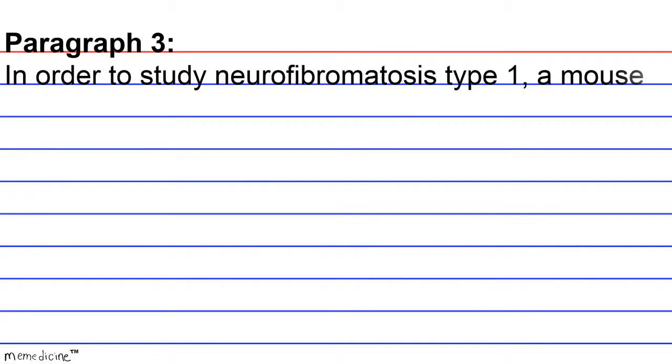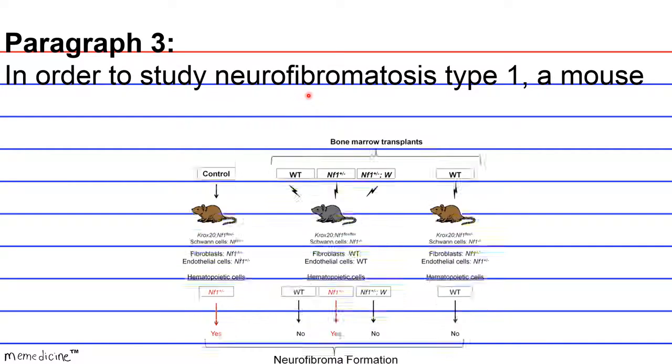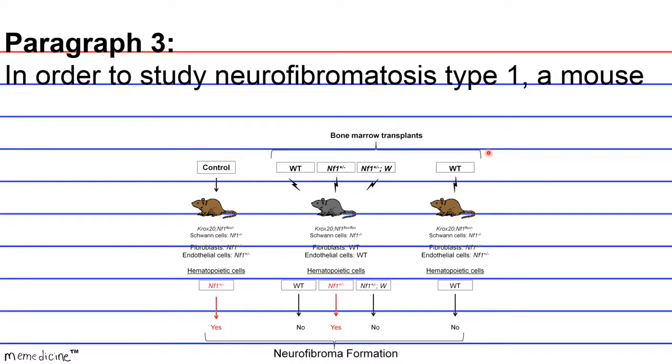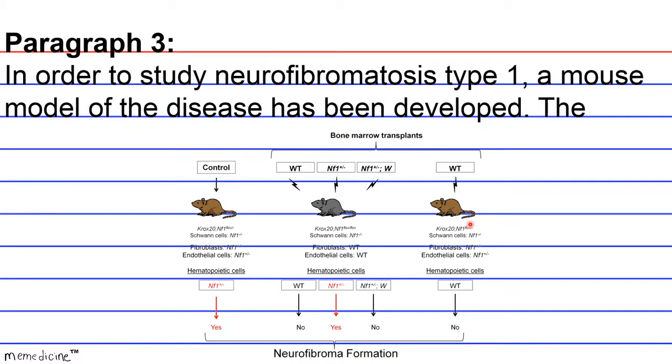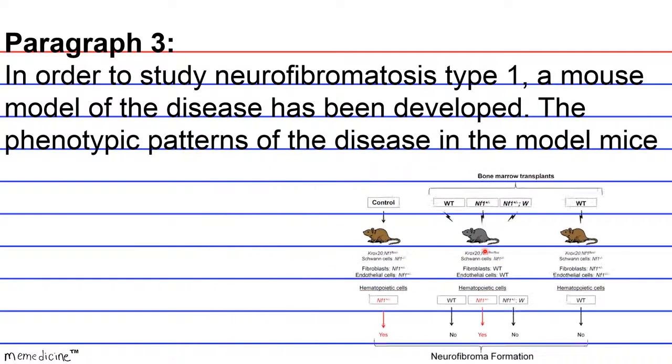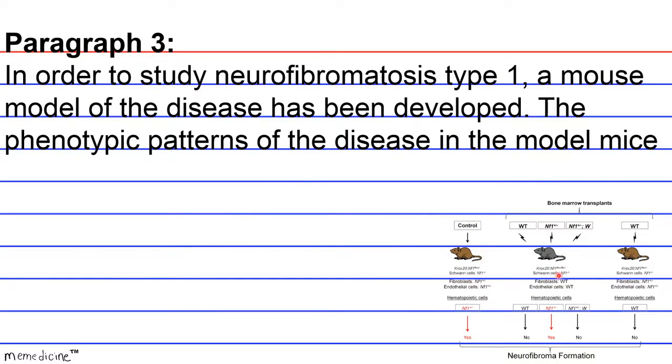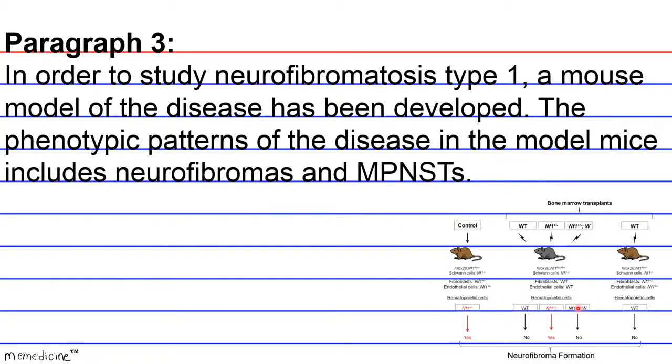Paragraph 3. In order to study neurofibromatosis type 1, a mouse model of the disease has been developed. The phenotypic patterns of the disease in the model mice include neurofibromas and MPNSTs. Remember, this stands for malignant peripheral nerve sheath tumor.